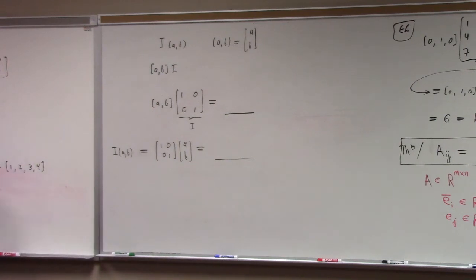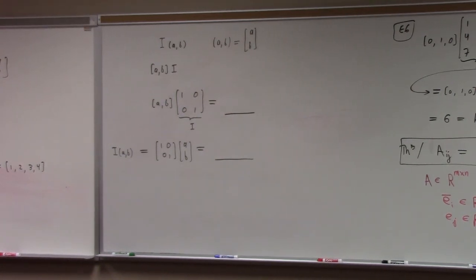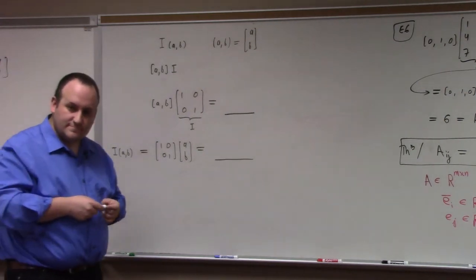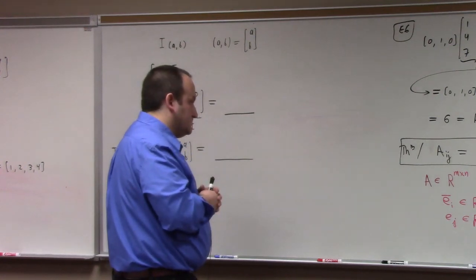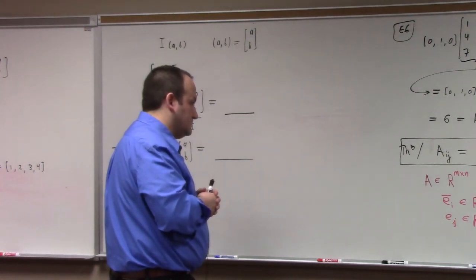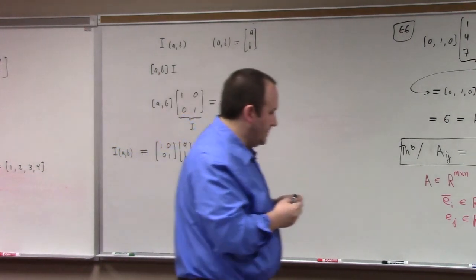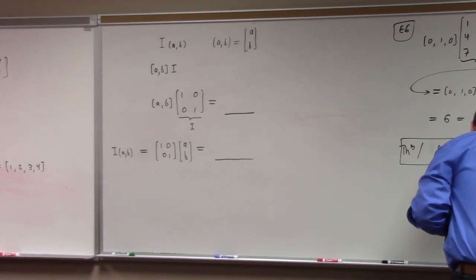Other questions? Yeah. If it says A is part of R, and instead of saying M by N, it just says M or just says N, does that mean it's 1 by M or M by 1? It's a column vector by default in here, so it's M by 1.